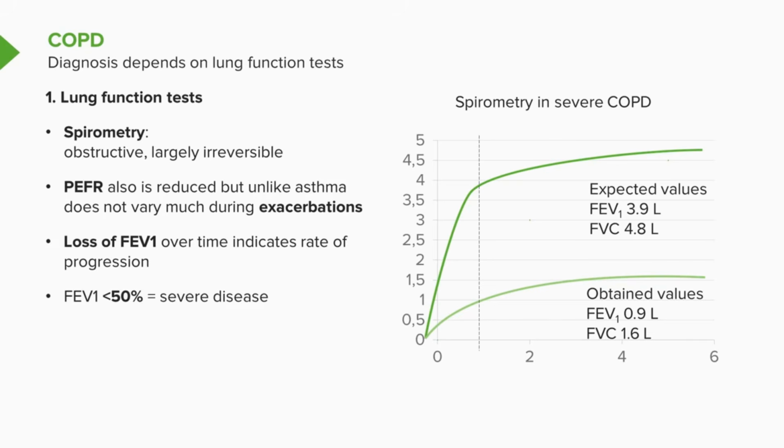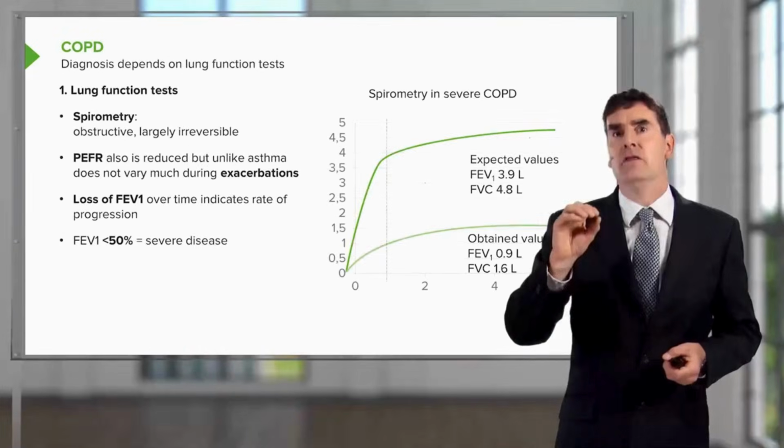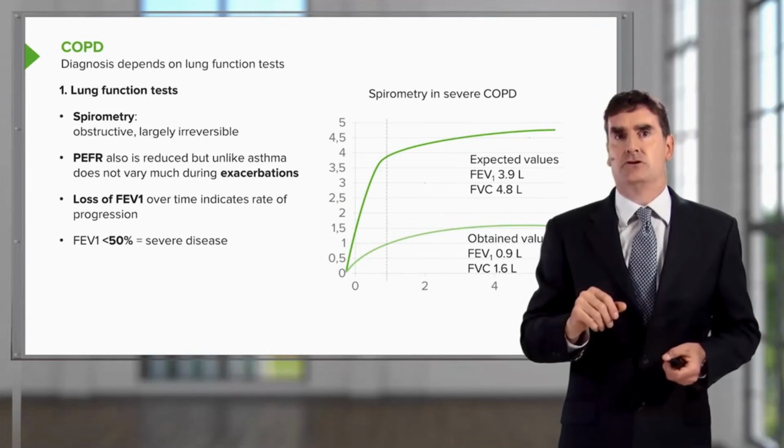So, for example, in the spirometry shown here on this slide, the expected values for this patient will be 3.9 and 4.8, and that gives a ratio of FEV1 to FVC of the high 70s. However, the obtained values were 0.9 and 1.6. Those are both much lower than they should be, but also the ratio of FEV1 to FVC is closer to 50%, around 60% there. And the thing about the airways obstruction in COPD is that it's largely irreversible. There might be a small uplift with bronchodilators, but often there is no change at all in FEV1, and there's always a persisting level of airways obstruction.